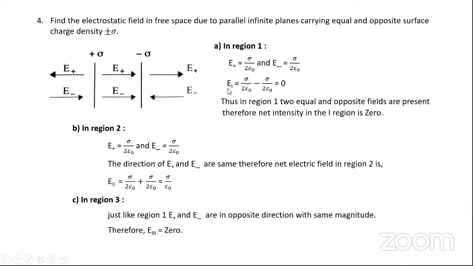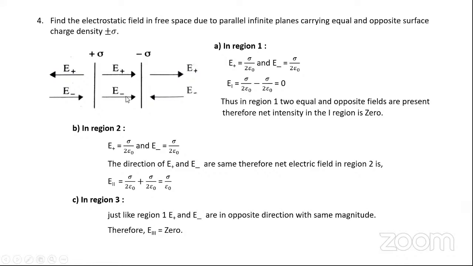Now in region number 2, what happens there? The electric field intensities E plus and E minus are in the same direction. Therefore they add together to form E second is equal to sigma divided by epsilon 0.